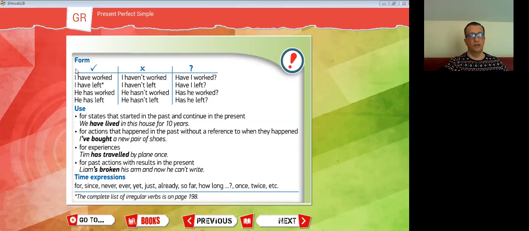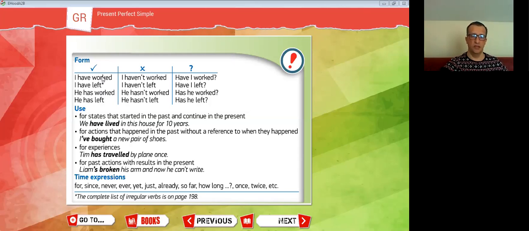For example, if you start with the form or the pattern of this tense, we use have with some pronouns, and we use has with some pronouns. For example, I, you, we, they. With these four pronouns, we use have, but with he and she and it, we use has. So the pattern is like this: I have worked, or I have left.